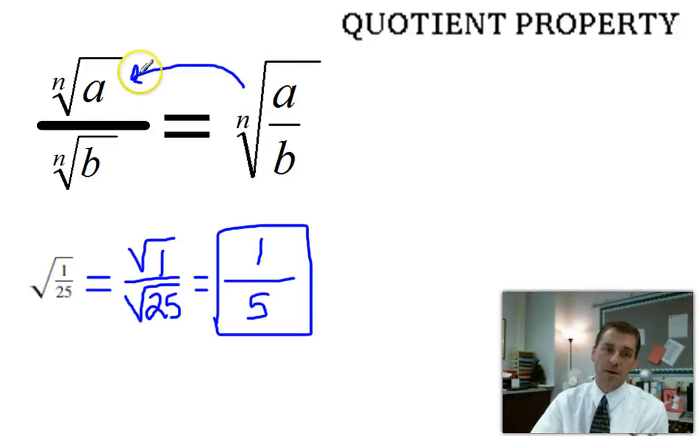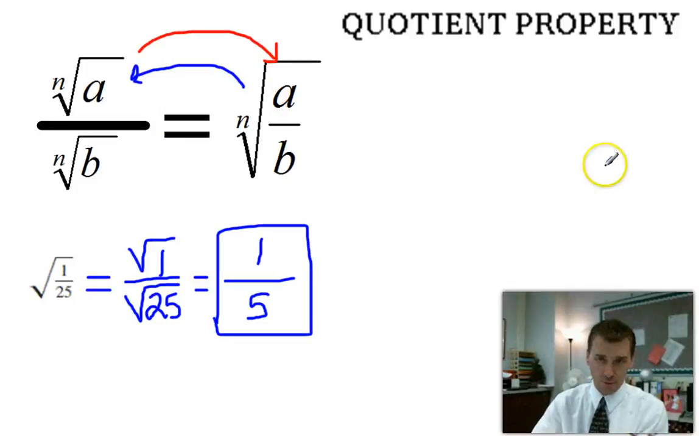I actually went backwards. In the other example, I actually had to apply the same rule, but I went this way. I took two individual ones and made it bigger. Which one do you have to do? It completely depends on how the question starts. So that's the quotient property.